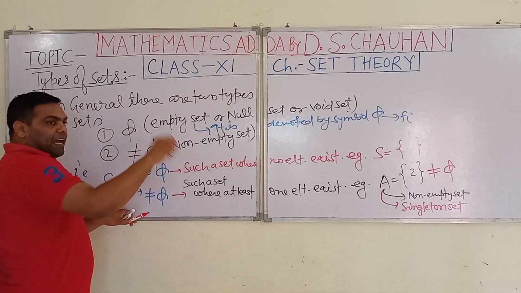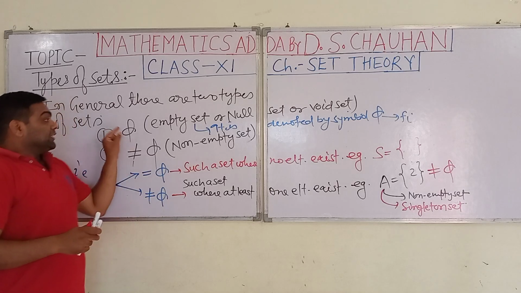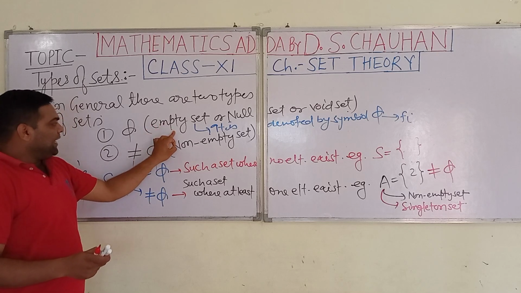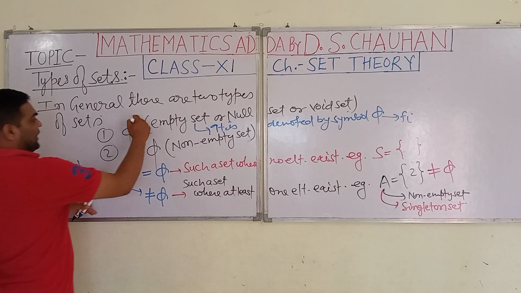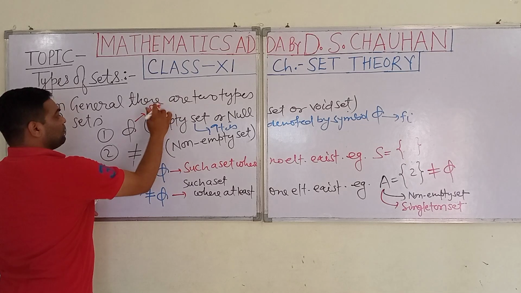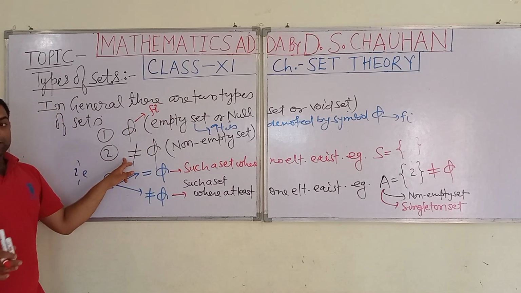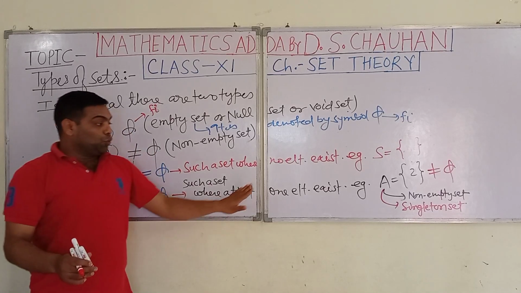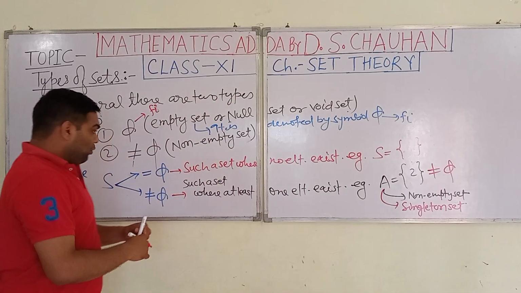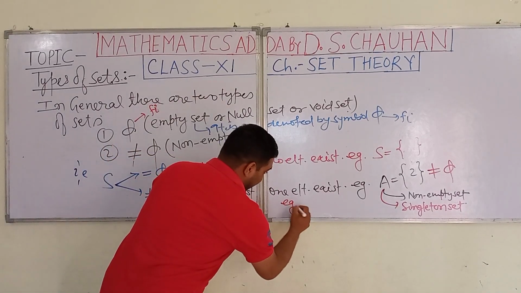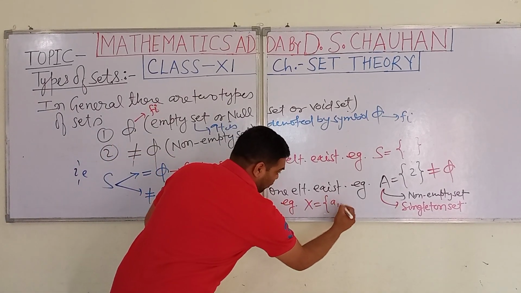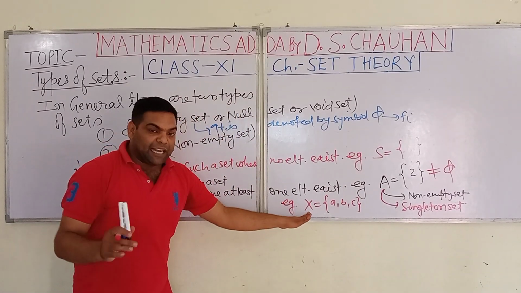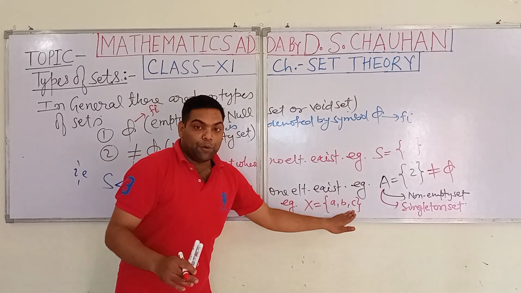Well students, I hope it is clear to all of you that in general there are two types of sets. Either the set is empty or it will be non-empty. Again I summarize here that such a set where no element exists is called the empty set. It is denoted by the Greek letter phi. And another one is the non-empty set, such a set where at least one element exists.